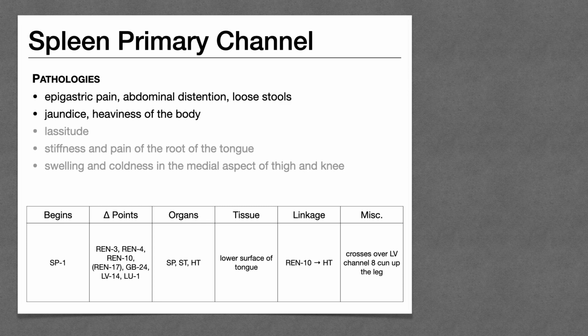Jaundice and heaviness in the body are signs of dampness, and the spleen is responsible for transforming dampness. Lassitude just means lack of energy or physical and mental fatigue, which is a sign of spleen qi deficiency. Stiffness and pain in the root of the tongue because the channel goes to the tongue, and then swelling and cold along the course of the channel.